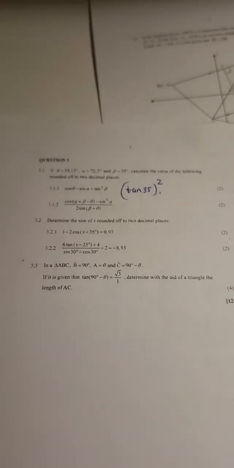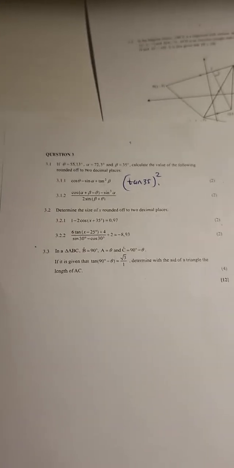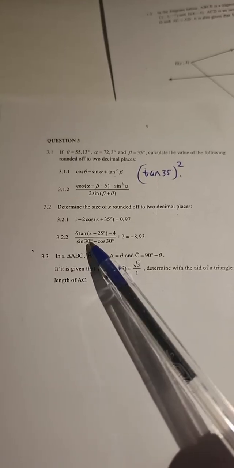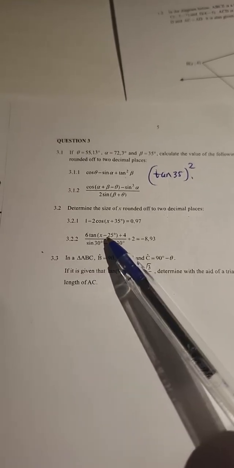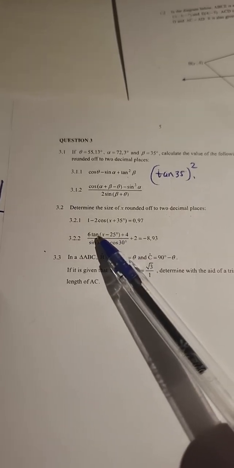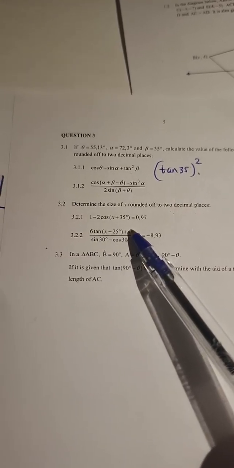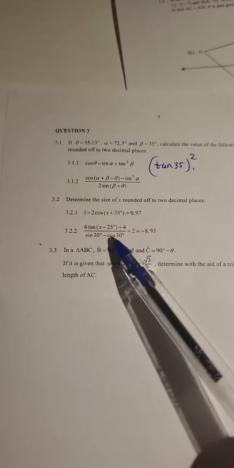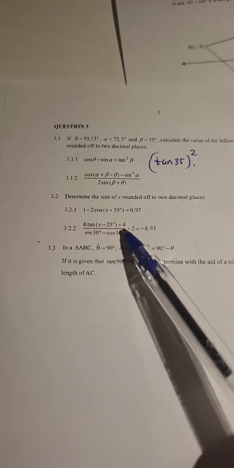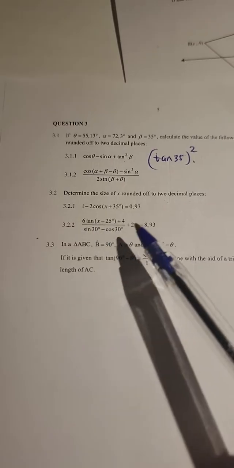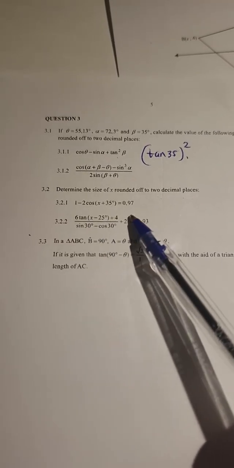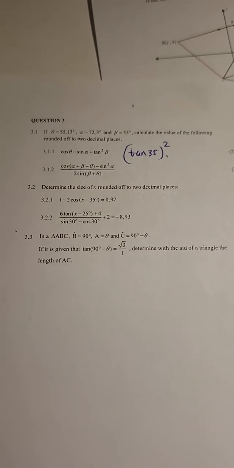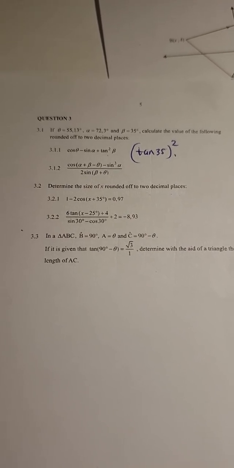Okay, this is them just trying to make life a bit complicated, but I'm sure you guys can see what you can see. In the numerator, you have 6 tan(x minus 25) plus 4. In the denominator, you have sine 30 minus cos 30. And then you have the plus 2, which is a separate term from this fraction. So I think our first objective is to take the 2 over so that we can get negative 10,93. I think we can all agree on that.